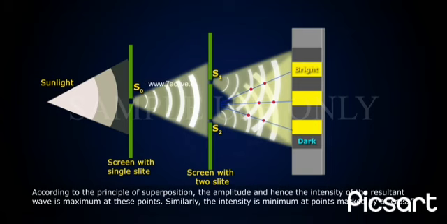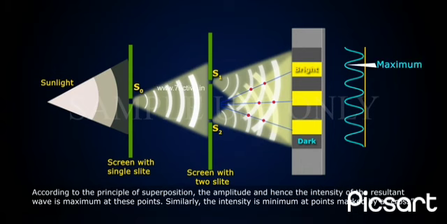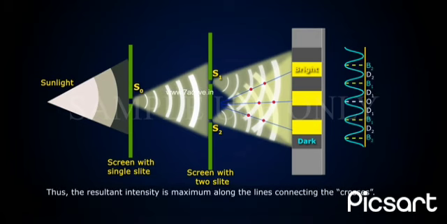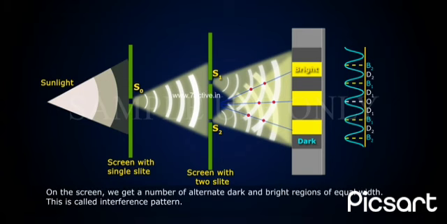According to the principle of superposition, the amplitude and hence the intensity of the resultant wave is maximum at these points. Similarly, the intensity is minimum at points marked by a cross. Thus, the resultant intensity is maximum along the lines connecting the circles. On the screen we get a number of alternate dark and bright regions of equal width. This is called the interference pattern.